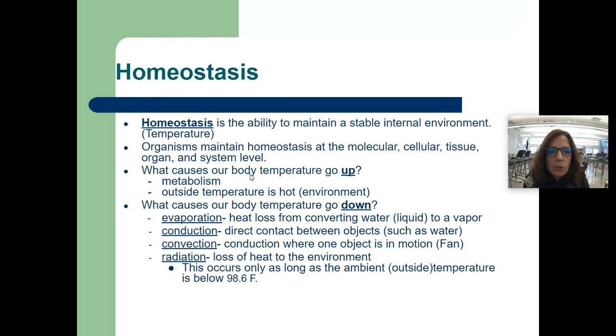So let's think about temperature. What causes our body temperature to go up? So our metabolism, when we break down our food, we create lots of heat. If we are outside, let's say in Texas in the middle of the summer and it's 110 degrees and we stay out there for very long, our body temperature will go up. So what causes our body temperature to go down? So let's think about if you're hot, right? Evaporation is one thing that will cause your body temperature to go down.